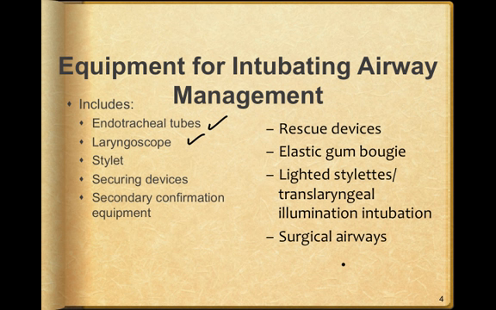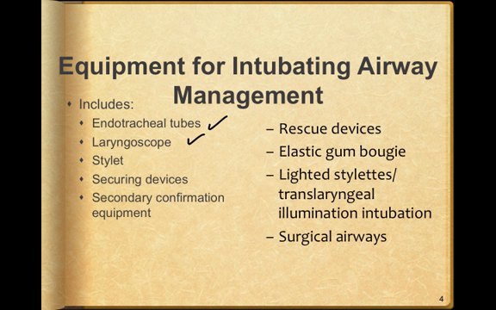Some kind of rescue device as a backup. So rescue devices are things like our blind insertion airways. So things like the Combitube, the LMA, the King airway, all are considered rescue devices. So we have a place to go back to. So if the intubation was unsuccessful, we have the ability to facilitate an airway.